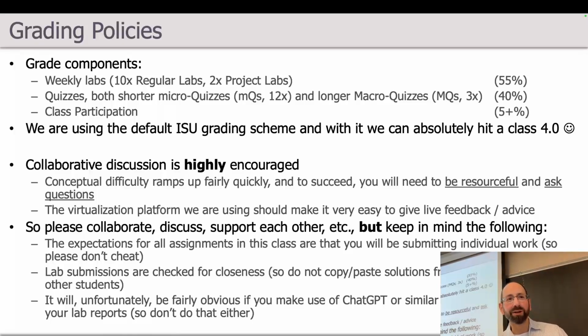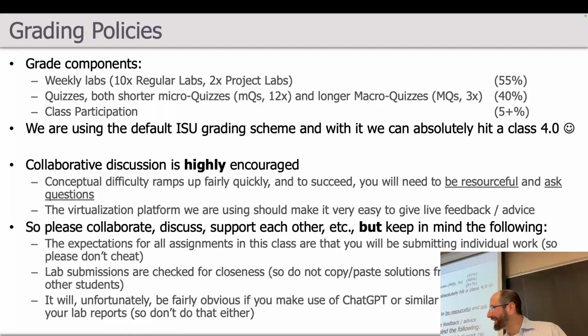I think we can absolutely hit a class 4.0. Part of that's on you. You have to want to get an A in this class. I firmly believe if you want to get an A in this class, you can get an A in this class. Not every class in your curricula has to be this grinding death march where you're struggling to get a B- at the end of the semester. That's not what this class is supposed to be. That's not my perspective on this class. I absolutely think we can hit a class 4.0.